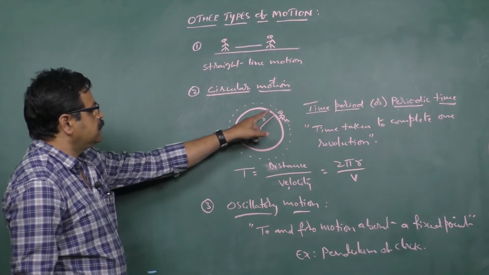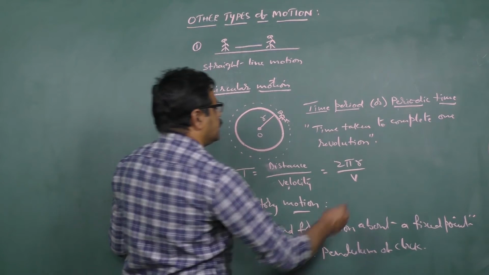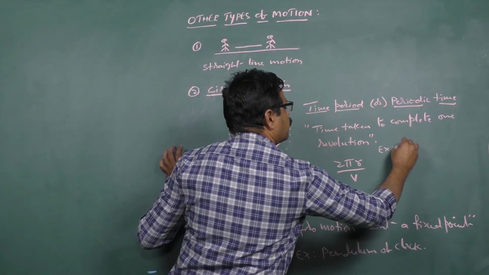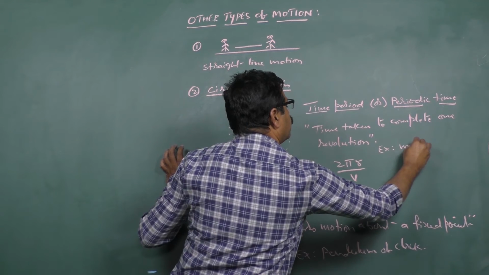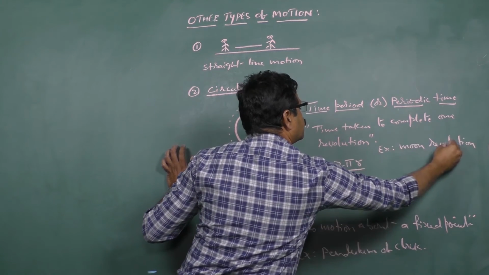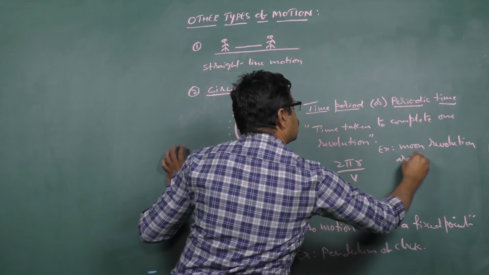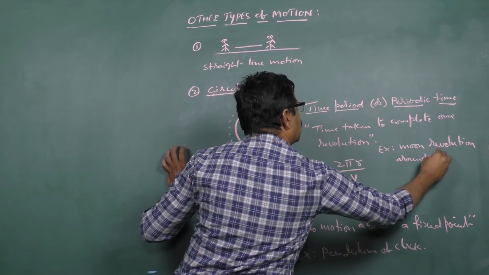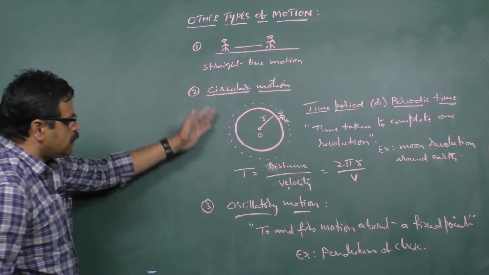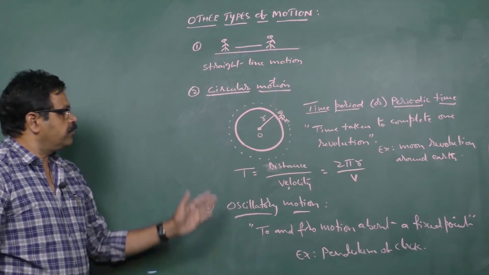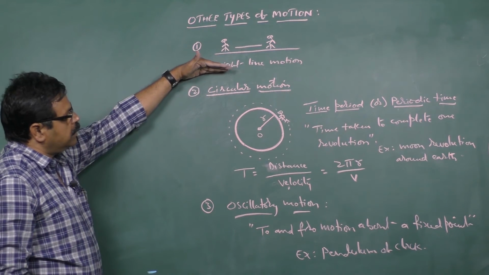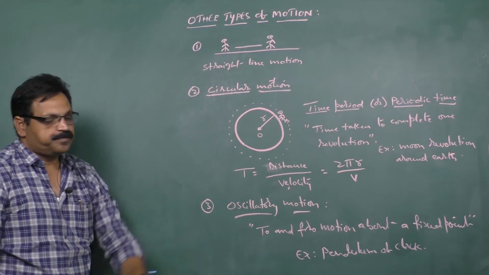Here you can take the example of the revolution of the moon around the earth. This is an example of circular motion. So these are the other types of motions we have, which are out of scope for us. We will just look at only the linear motion to a greater extent.